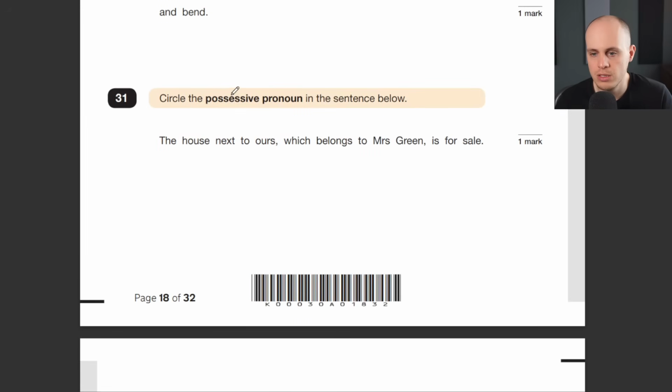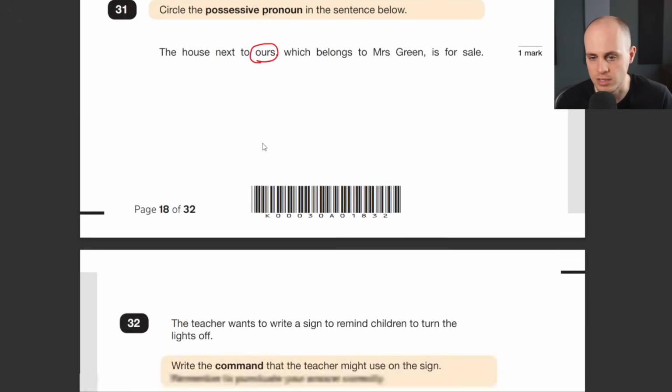Tricky one. Circle the possessive pronoun in the sentence below. Okay, a pronoun replaces the proper nouns, the names of things, and if it's possessive, it shows belonging. So the house next to ours, which belongs to Mrs. Green, is for sale. Well, it's ours. Okay, it's showing possession. The house next to ours, as in the one that we own, the house that we own, ours. Nice and simple there.